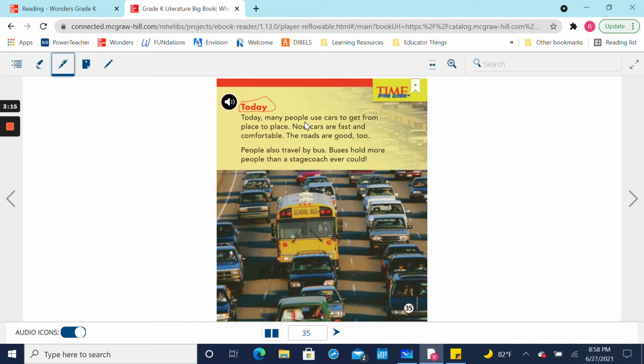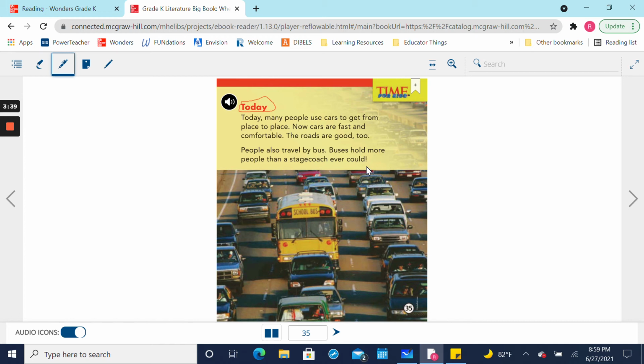Today, many people use cars to get from place to place. Now, cars are fast and comfortable. The roads are good too. People also travel by bus. Buses could hold more people than a stagecoach ever could.